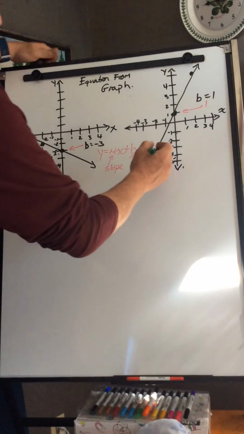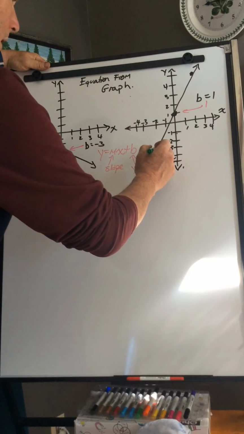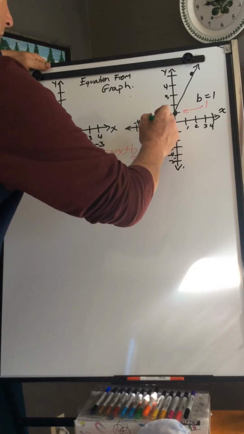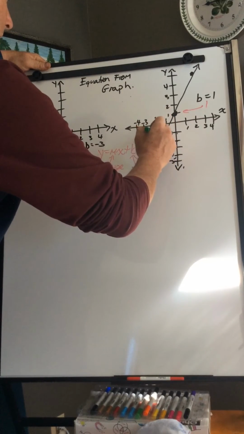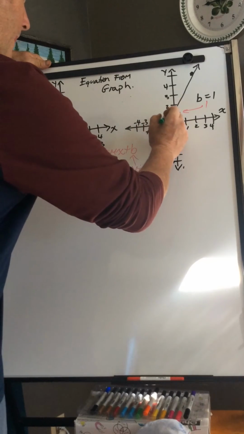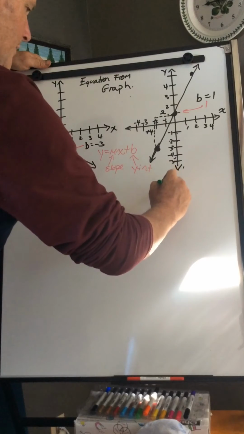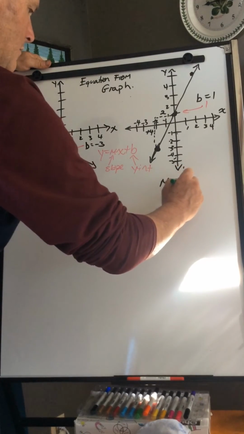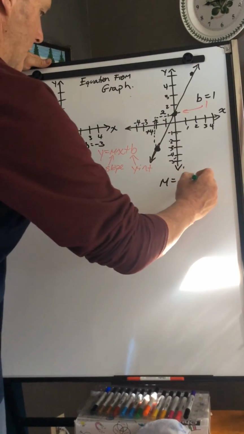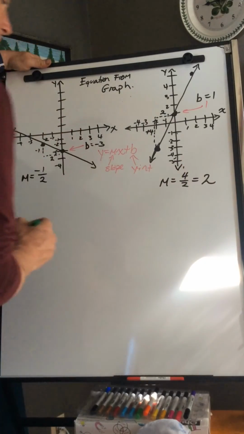Here, we're going to go from this point, and I'm going to go up from -3 to 1. So I'm going up 4 over 2. So my slope is 4 over 2. Now you always simplify it, so my slope is 2.